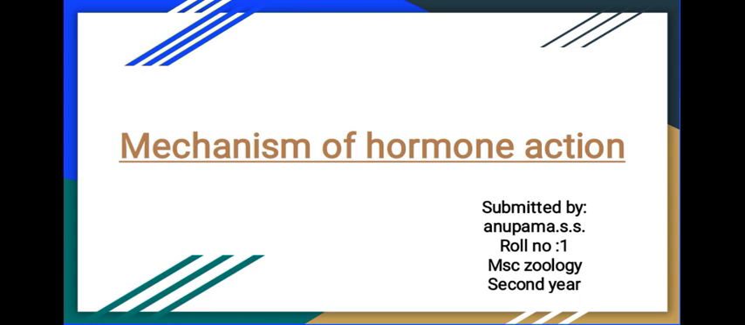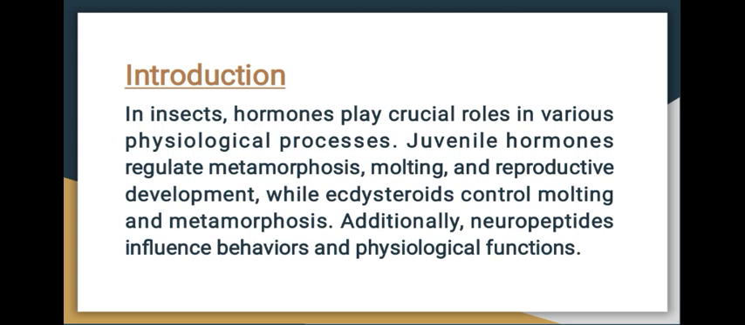My topic is mechanism of insect hormone action. So first, let's have a quick introduction. In insects, hormones play crucial roles in various physiological processes. Juvenile hormone regulates metamorphosis, molting and reproductive development, while ecdysteroids control molting and metamorphosis. Additionally, neuropeptides influence behaviors and physiological functions.